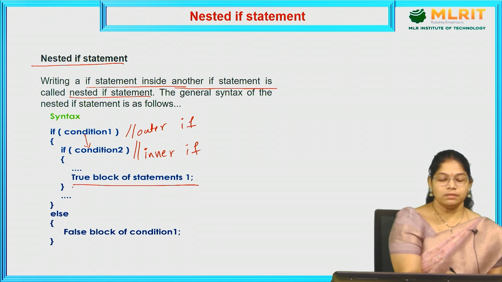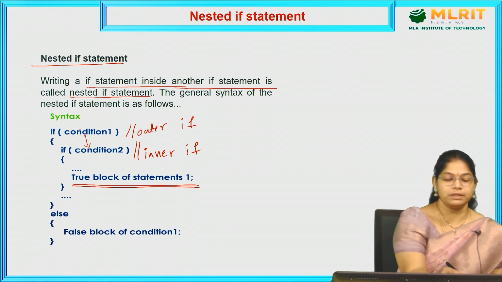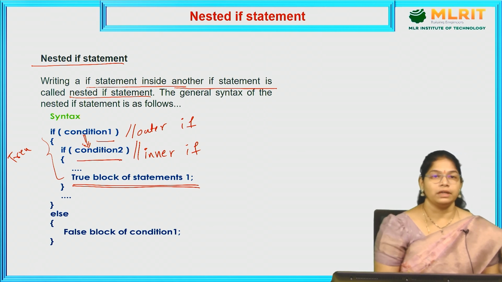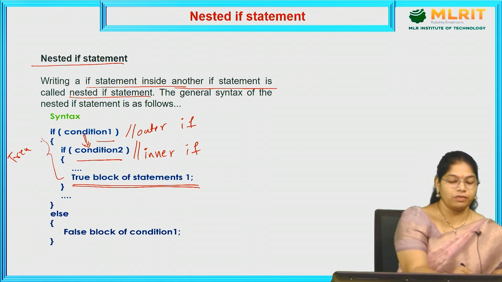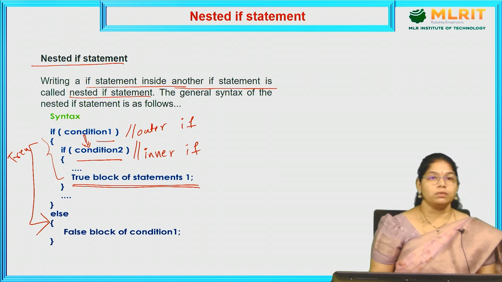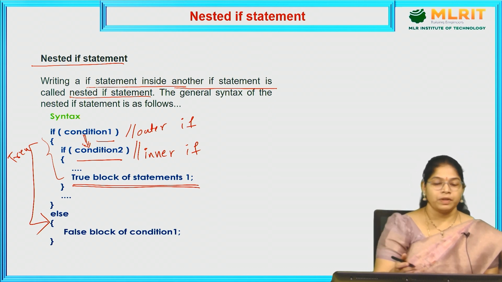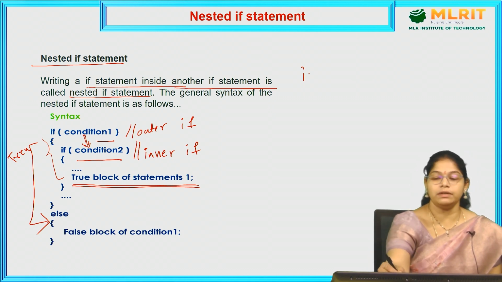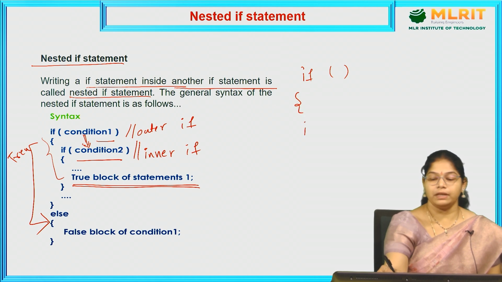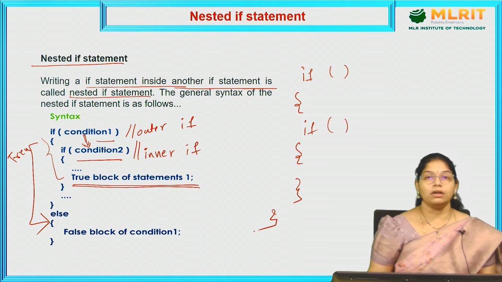The true block statements are executed when both the conditions are true. First the control enters into the outer if, it checks the condition, and if the condition is true, then the control enters into the inner if. If the conditions are false, then the control goes to the else block of statements. Nested if means writing an if statement inside another if is called nested if.